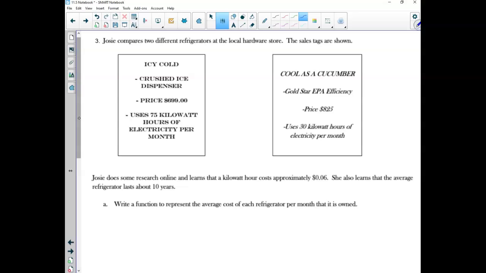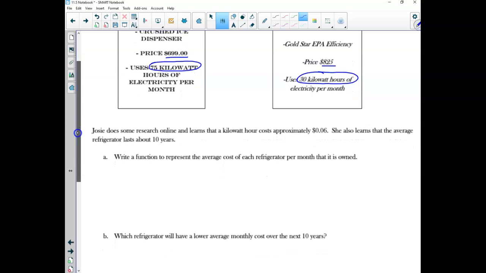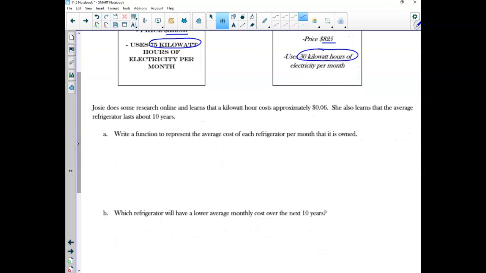Well, someday when you go buy appliances, you're going to find out you do have energy efficiencies, okay? And the more energy efficient something is, the more expensive it typically is to manufacture. And the less efficient it is, the cheaper it is to manufacture. So if you buy a cheaper item, it's going to use more electricity than the more expensive item, which typically will use less, okay? So Josie's going to do some research online, and she learns that kilowatt hours in her region are about 6 cents. She also learns the average refrigerator lasts about 10 years.